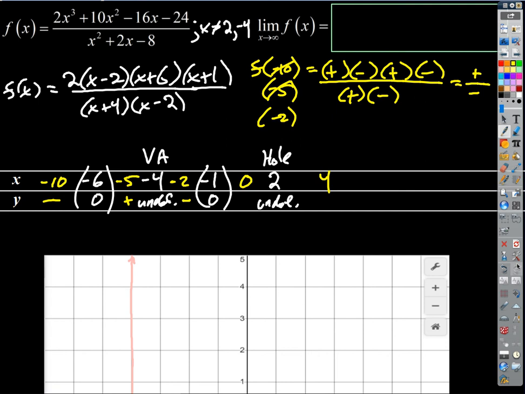And what about at 0? At 0, we're going to get positive, negative, positive, positive, positive, negative. So now we're getting negative over negative, which is positive. And then finally at 4, what's that going to be? Positive, positive, positive. So it's a pretty positive function there.